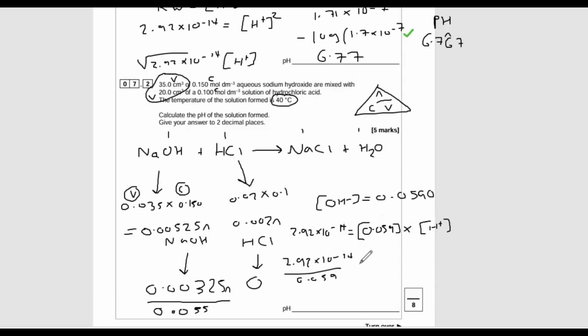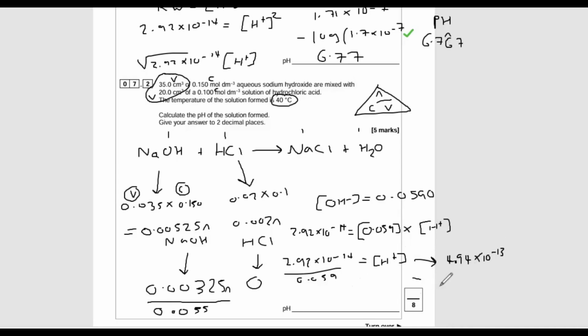And we're going to end up with that as our H plus ion concentration. 4.94 I've got, and that is times 10 to the minus 13. You might want to keep all the numbers in your calculator. I'm just getting tired of writing it out. So that is my hydrogen ion concentration.